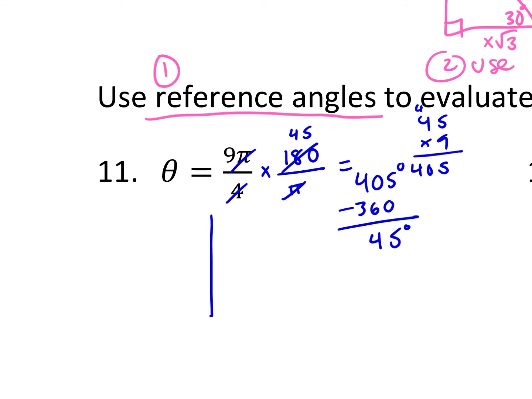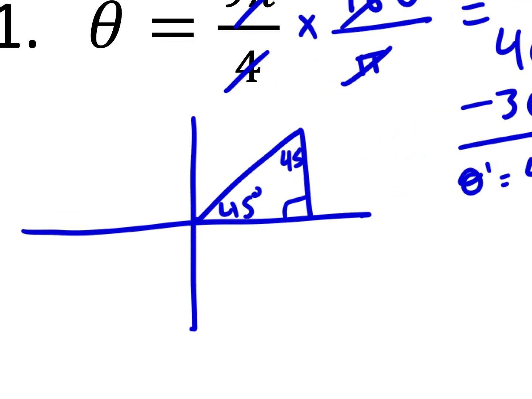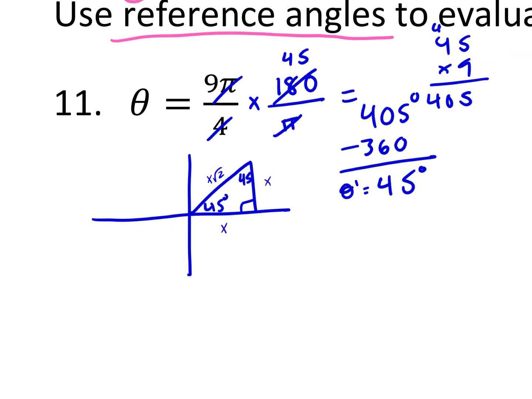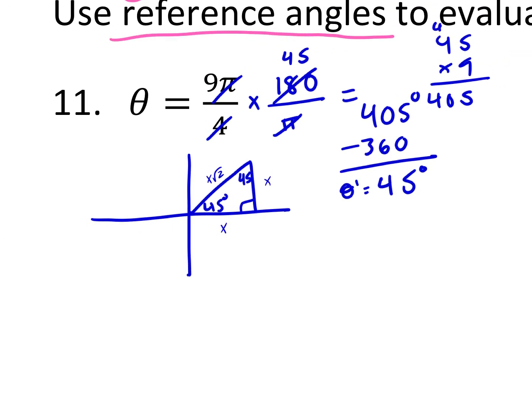So 45 ends in what quadrant? The first one. So what would my reference angle be? My reference angle is also 45 because it's the same thing. So I have a 45, 45, 90. So I use x, x, and what's my hypotenuse here? X square root 2. So this is all we need to find our 6 trig functions.